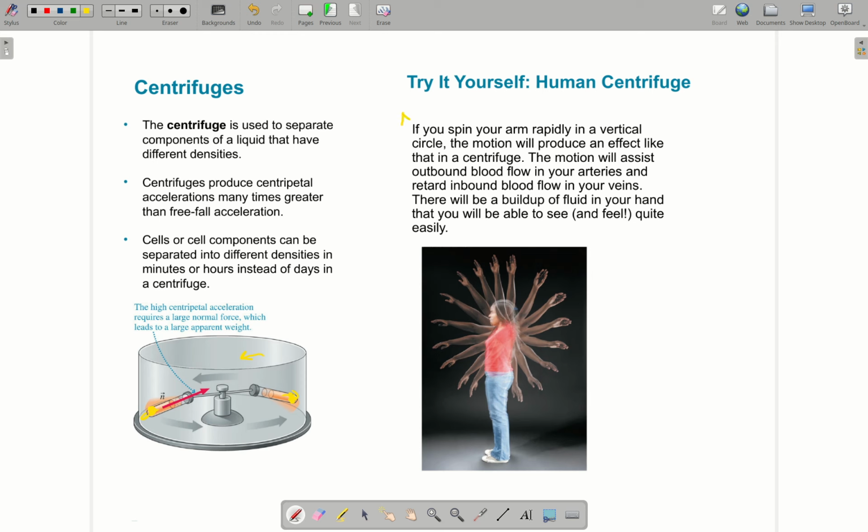You can also try to see the feeling of the centrifuge. If you rotate your arm and keep rotating, the blood will be pushed towards your fingers, and you can feel and see that your blood vessels are pumping up a little bit more on that hand than the other.